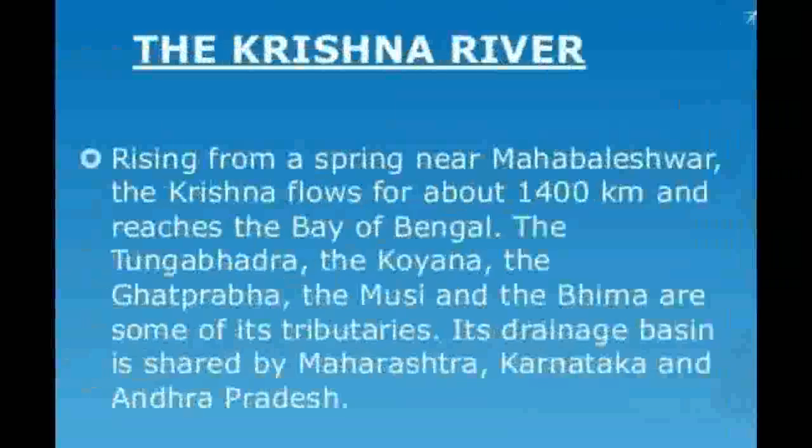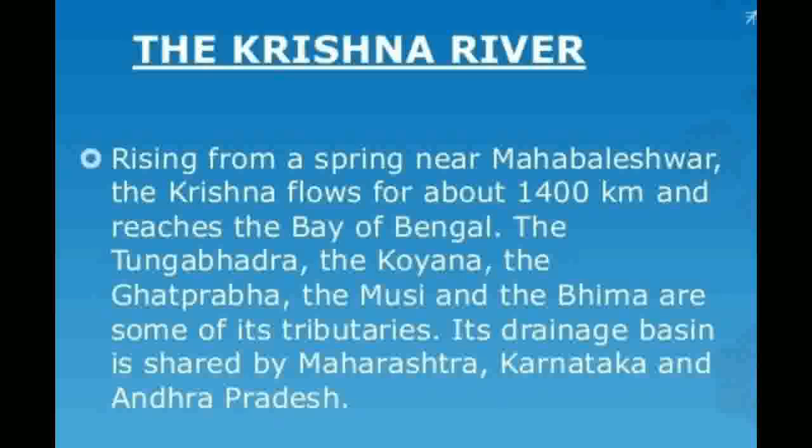So these are the important areas of the Mahanadi River. And another important river, the Krishna River, has its source in a spring in Mahabaleshwar. The Krishna flows about 1400 kilometers and ultimately reaches the Bay of Bengal. The important tributaries included are Tungabhadra, the Koyna, the Ghataprabha, the Musi, and the Bhima. These are important tributaries of river Krishna.